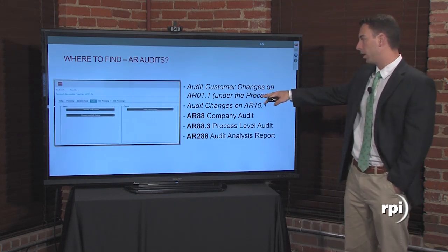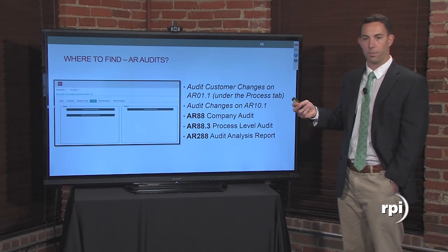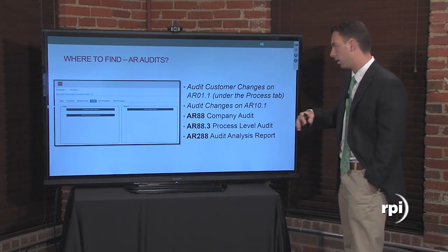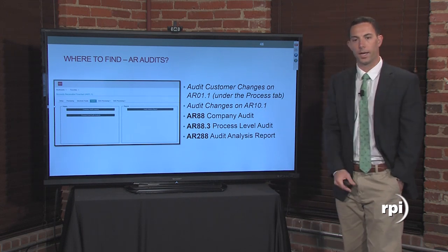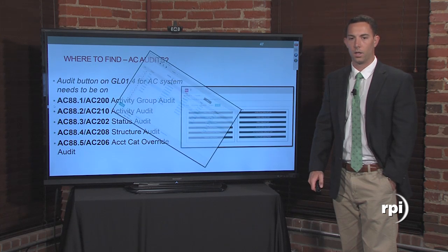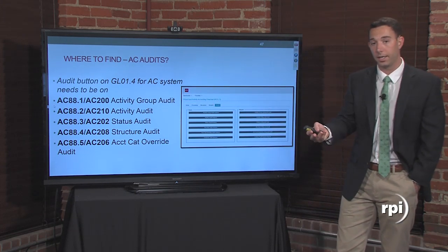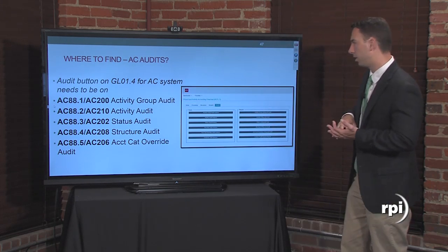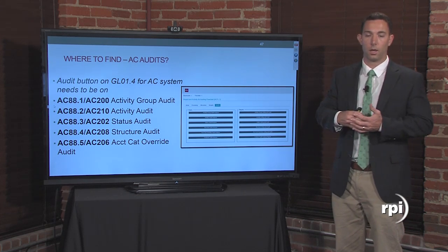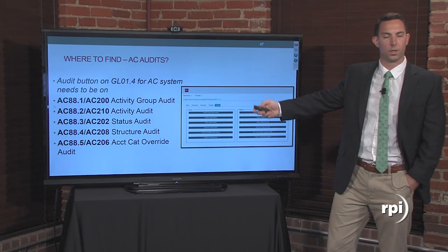AR, you got to go to your customer. Under the process tab, flip a flag, and also change it on your company, your AR10 and your company. Once you do that, you can audit changes to your company and process level on AR88 and 88.3. AC, you actually need to go to GL01.4, flip the flag to say auditing yes. From that point on, you can track any changes to your activity groups, your activity, statuses, structure, account category overrides directly on these forms. And the 200 level series, those are just the reports.